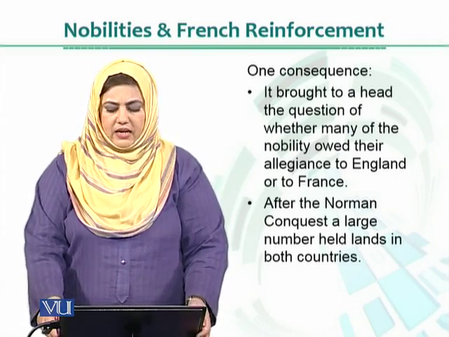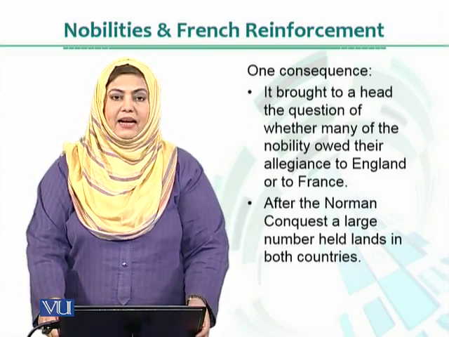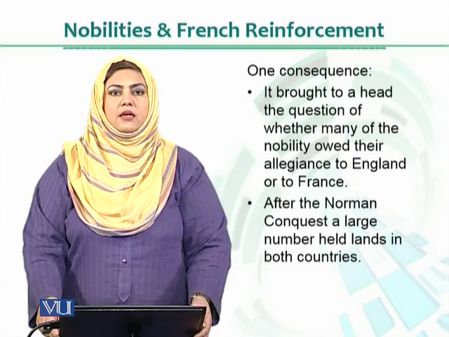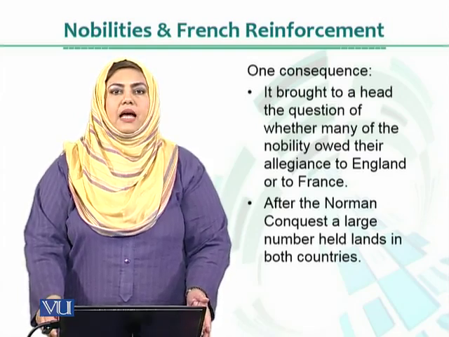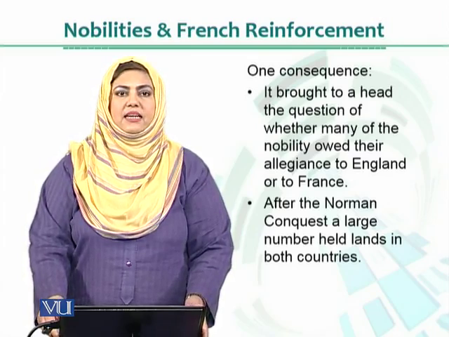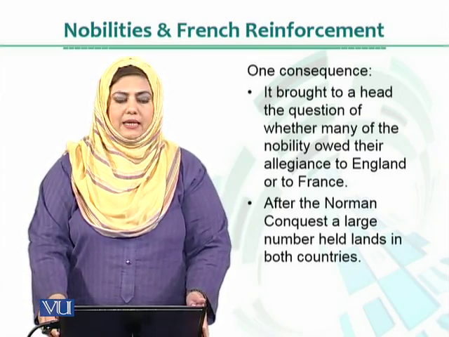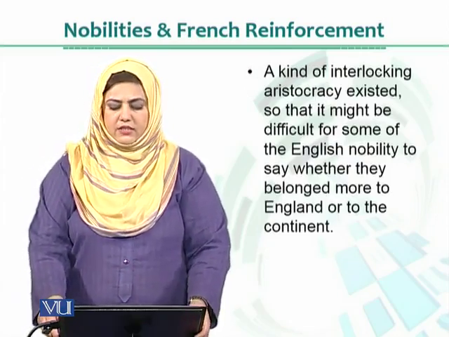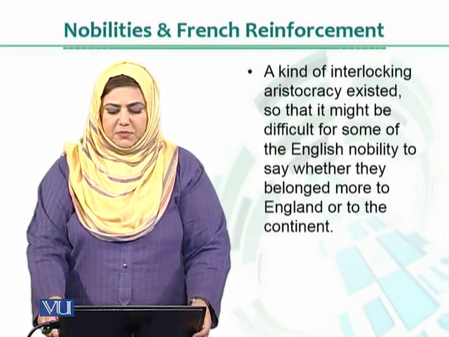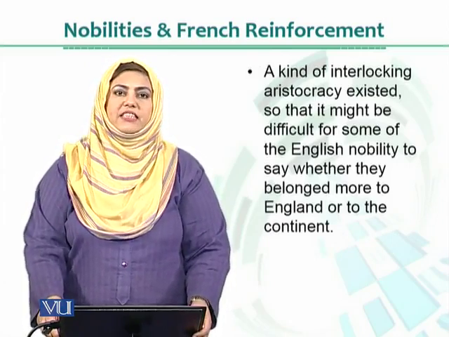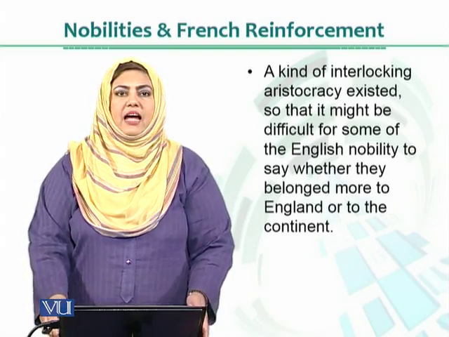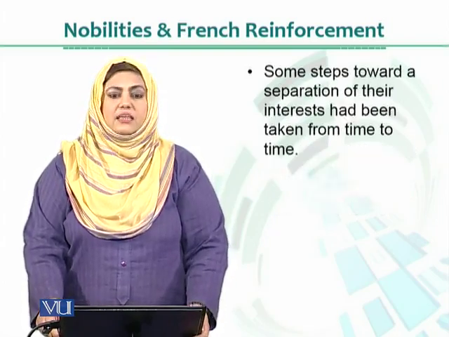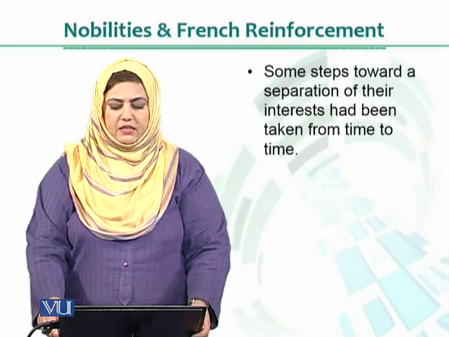After the Norman conquest, a large number of people held lands in both countries. In fact, all the aristocracy in England had their properties, their lands and their possessions both in England and in France. A kind of interlocking aristocracy existed, so that it might be difficult for some of the English nobility to decide whether in reality they belonged to England or to the continent. Some steps towards the separation of their interests had been taken from time to time.